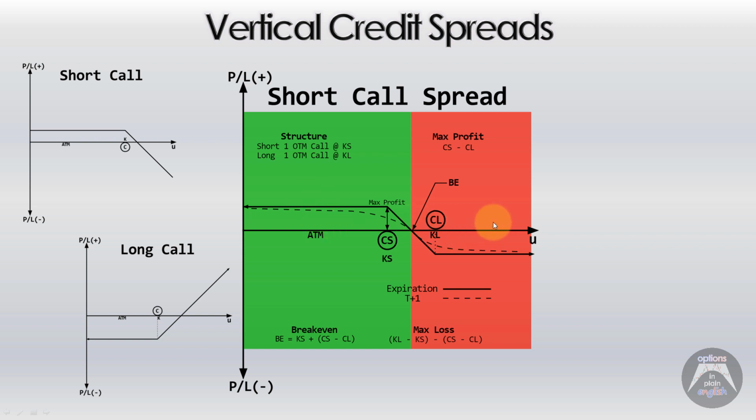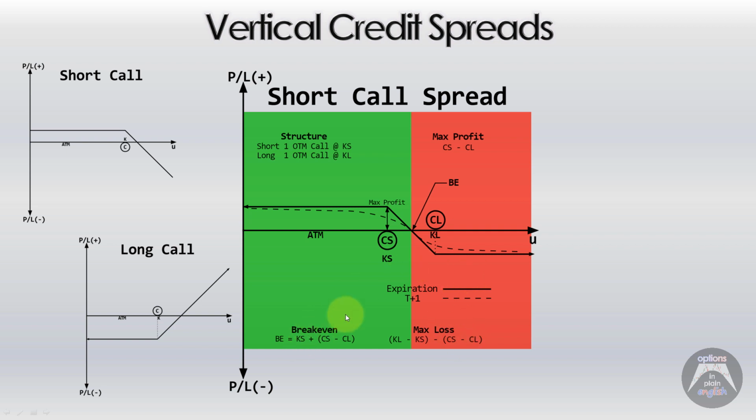Because if the price expires above the long call that you bought, this is sometimes referred to as a wing, a protective wing. So if it expires above the long call, you're going to have the max loss being equal to KL minus KS. But because you received the credit up front, your loss is going to be reduced by that amount.